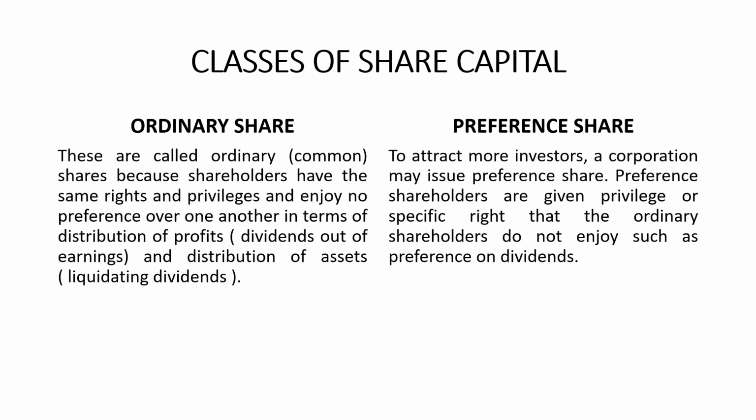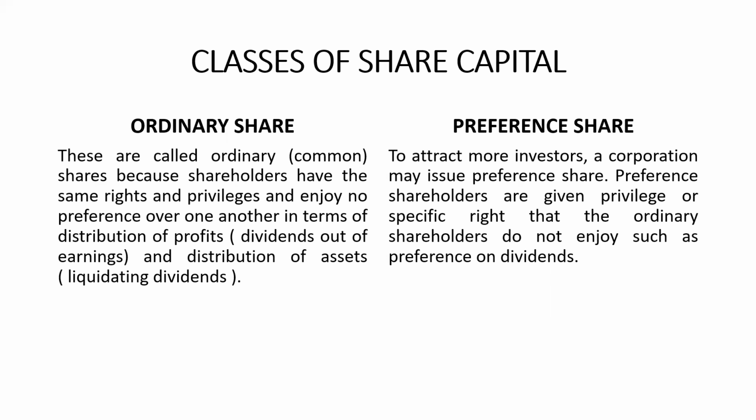You have ordinary share, or the old term for this one, common stock or common share. And then the other one is the preference share. When you say ordinary share, these are called ordinary or common because shareholders have the same right and privilege and enjoy no preference over one another in terms of the distribution of profit, like the dividends out of earnings, or distribution of assets like liquidating dividends. Later on, as to the process of corporate liquidation, we'll discuss that after two chapters.